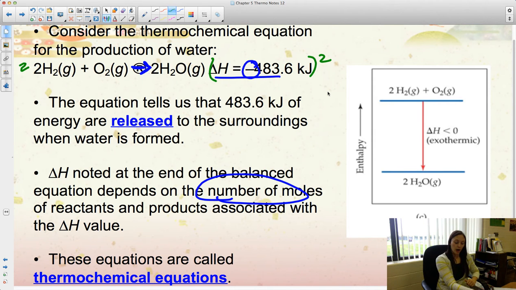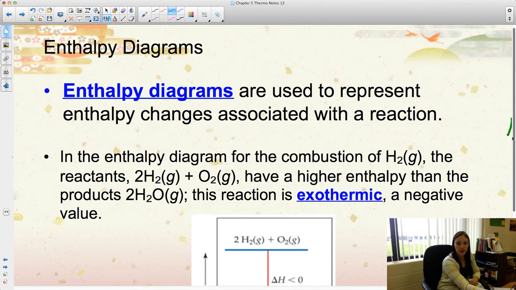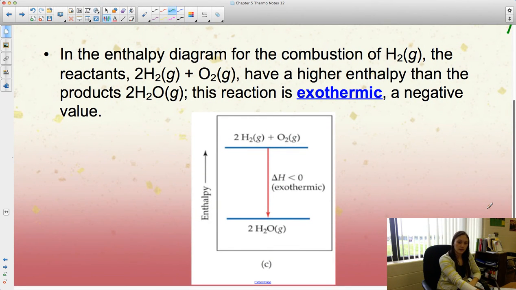Okay, we're going to look at an enthalpy diagram, which is very, very similar to the energy diagram we looked at before, which are the ones here on the right. An enthalpy diagram is used to represent an enthalpy change that is associated with a reaction. In the enthalpy diagram for the combustion of H2, which is H2 and O2, remember for combustion I need oxygen, the reactants have a higher enthalpy than the products, which is just water, H2O. So this reaction is exothermic with a negative value. I've got my reactants and my products. I lost heat to go to my products, therefore I'm exothermic.